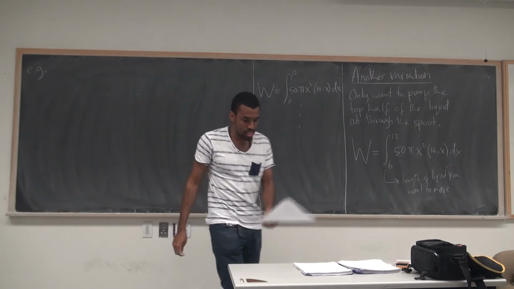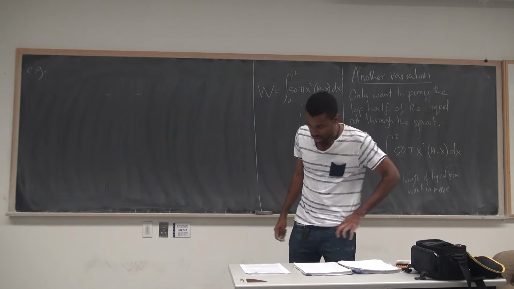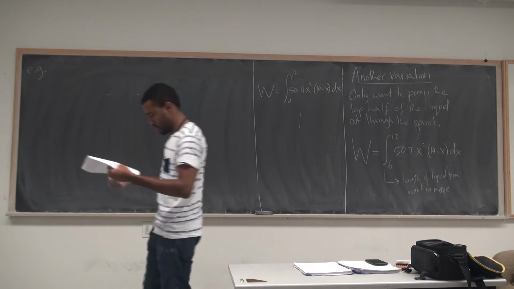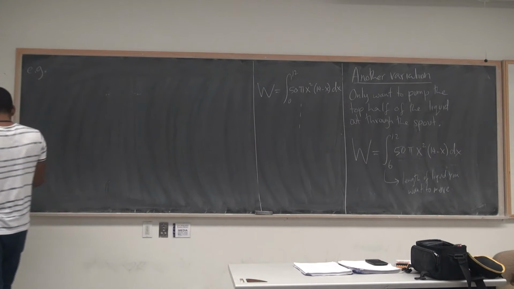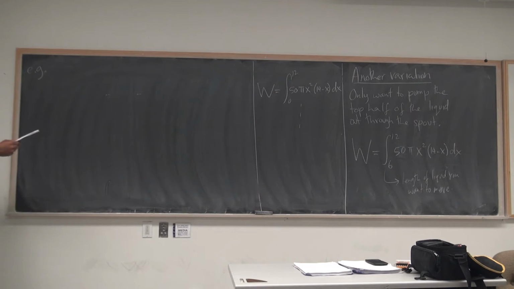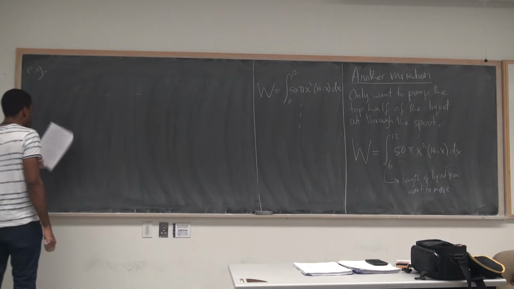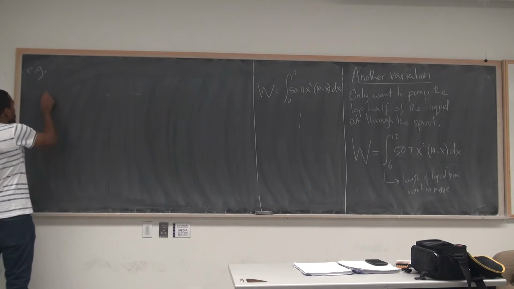The other example, problem 6. Now we have a rectangular tank of length 10 meters, width 5 meters, height 5 meters. It's filled with water, right? The density of water I'm giving you here is 1,000 kilograms per meter cubed.